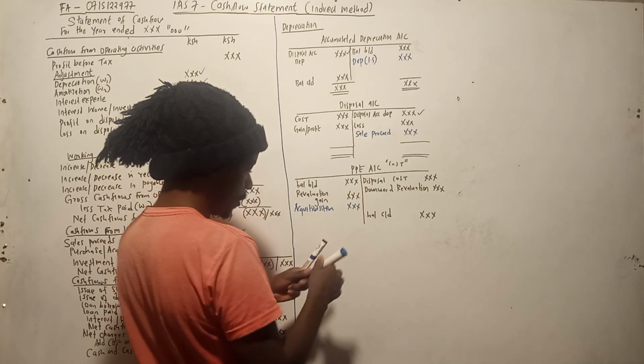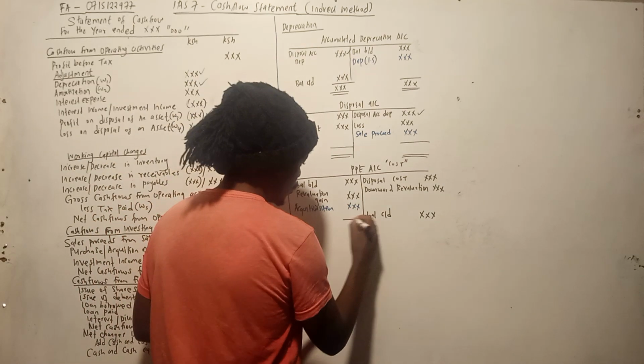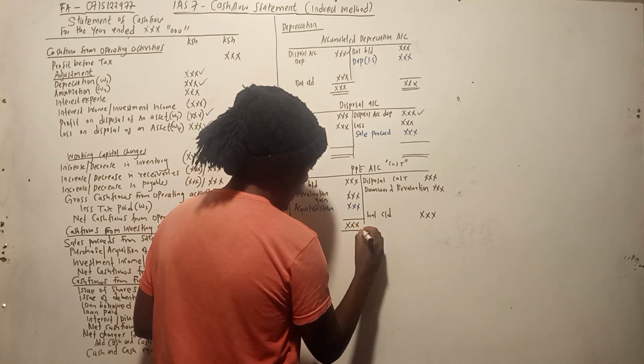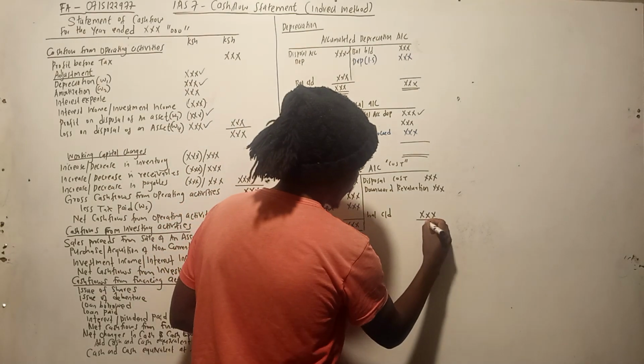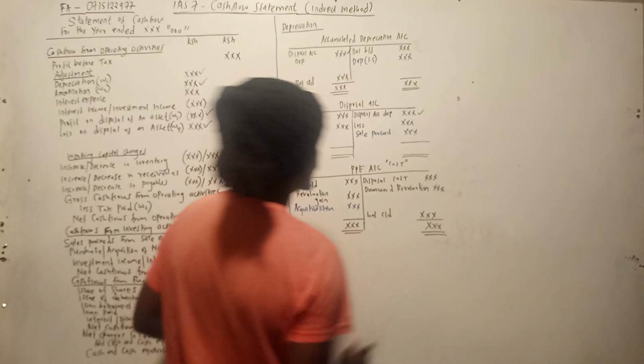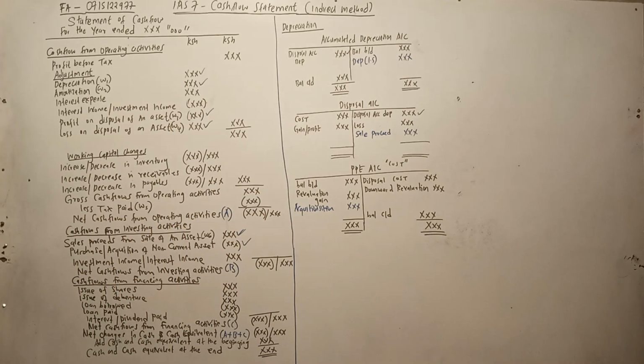So that's how you get it. So that will be the acquisition. So unaweka hapo. So that's how you get the cost. And remember, let me go back to these items.